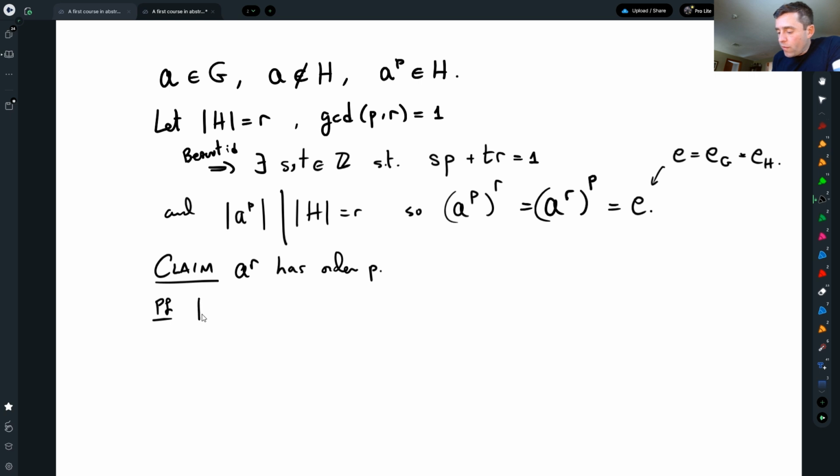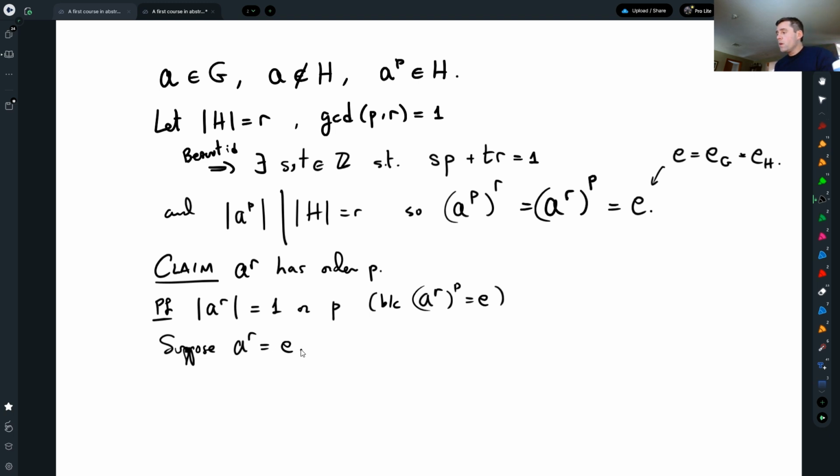The order of A to the R, because of this equation, is 1 or P, because A to the R to the P is the identity. So the order is 1 or P. So let's show that A to the R is not 1. Suppose, for a contradiction, that A to the R is the identity.